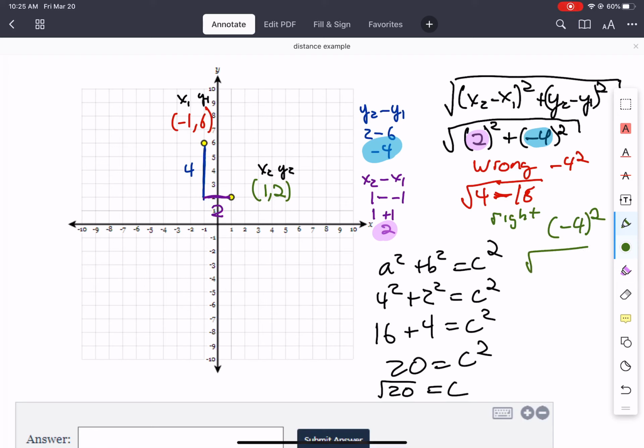So now you have square root of 4 plus 16, which is square root of 20, which is root 4 times root 5, which is 2 root 5.